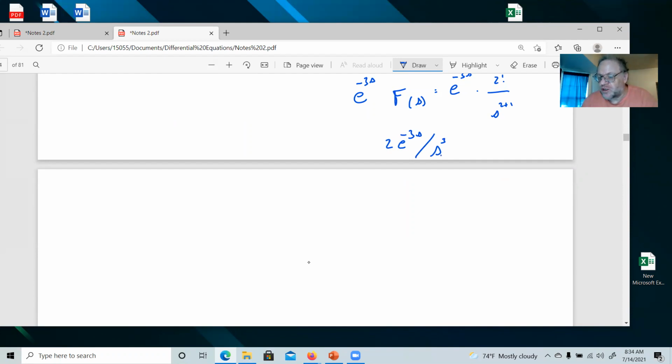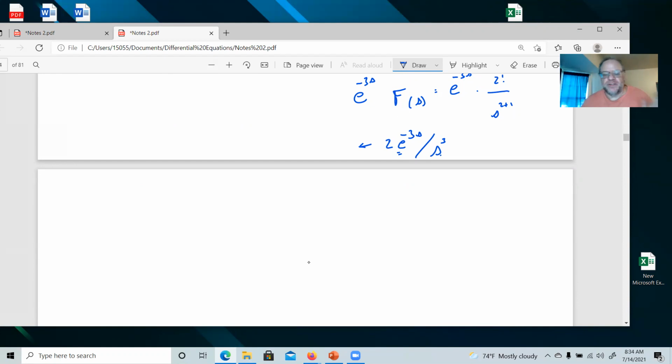This 2 over s cubed is the Laplace transform of the parabola function, and this e to the negative 3s tells you when the function turns on. When we go backwards, we're going to be looking for these. We're going to know that's a unit step function, and we'll be able to look at the table and figure that out.